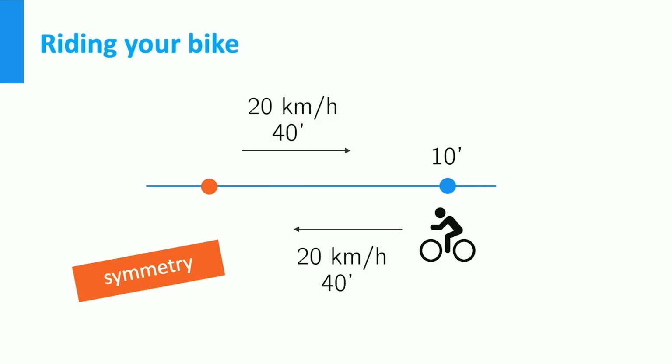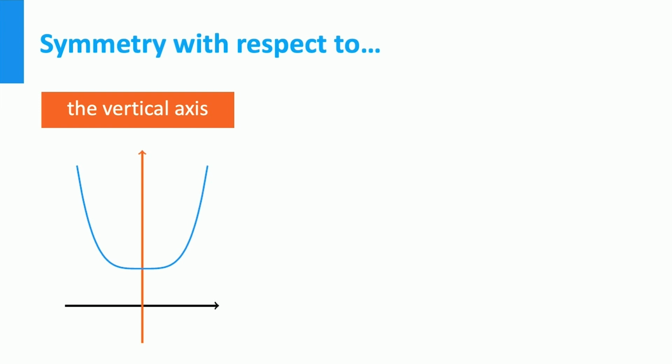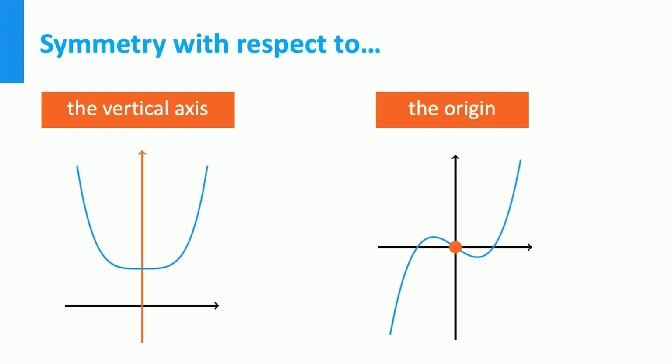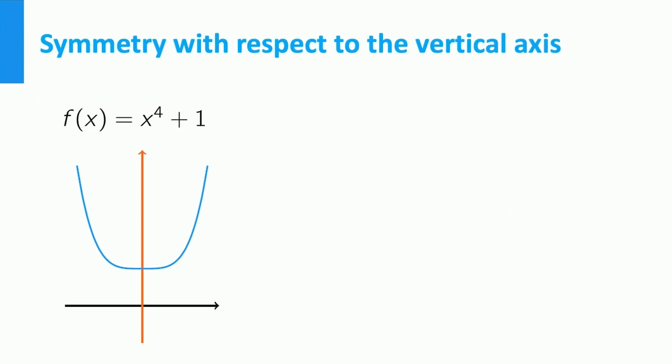This video will be about a specific kind of symmetry. That is, symmetry with respect to the vertical axis or with respect to the origin for the graph of a function of one variable. Let's start with this example. f of x equals x to the fourth power plus 1. Looking at the graph, we see that the vertical axis is an axis of symmetry. This means that if we take any point on the graph and reflect it across the vertical axis, we should again find a point on the graph.